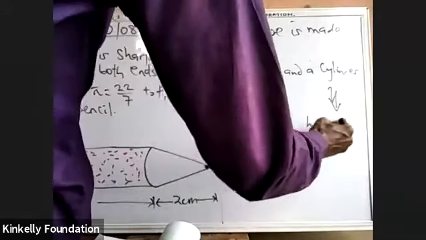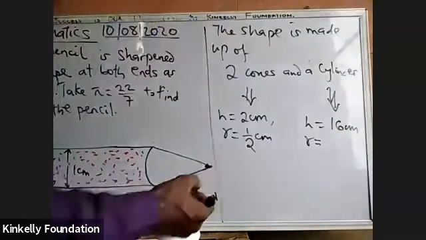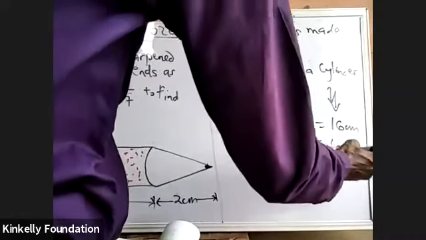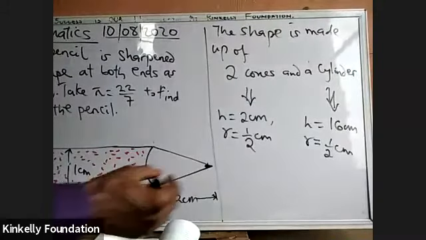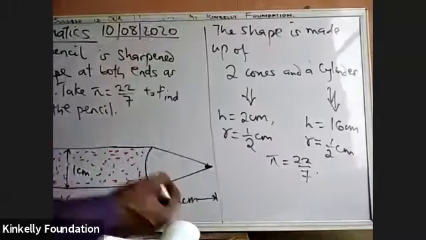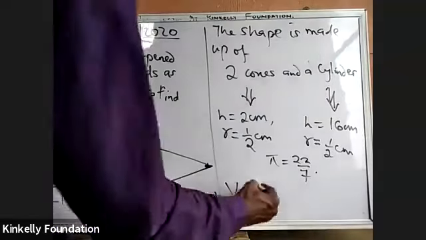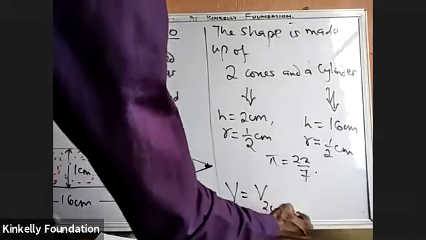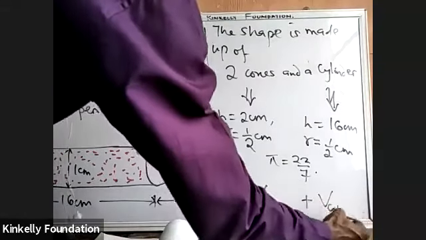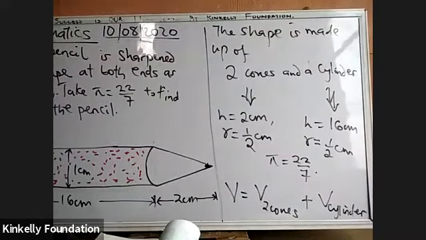Then the cylinder: the height is 16 cm, and the radius is half, because both of them are sharing the same diameter. Now, we have to take pi to be 22/7. So the volume of this shape will now be the volume of two cones plus the volume of the cylinder. This will be the volume of this compound shape.